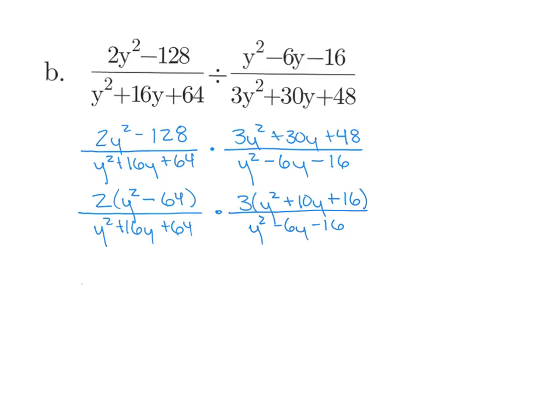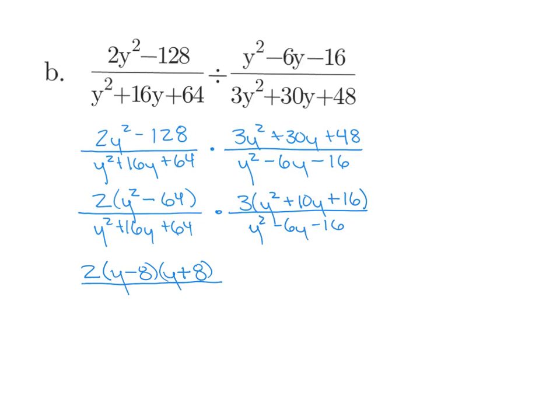Top left, we still have our 2 on the outside. The inside thing is difference of squares. So I get y and y. 64 is 8 times 8. And we have different signs.